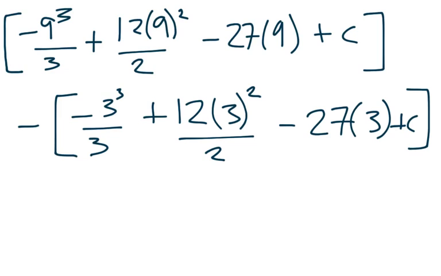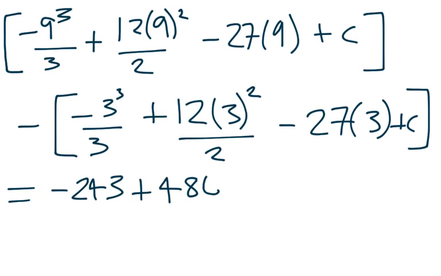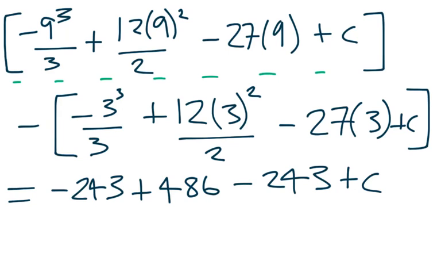So then once we sub in all of those, we're getting our answers to be minus 243 plus 486 minus 243 plus c. So that there are answers for the first one here, and you'll need to be careful of the signs. So when you're doing this, you cube the 9 and then you keep the minus like that. So we'll do the same thing for our next bracket.